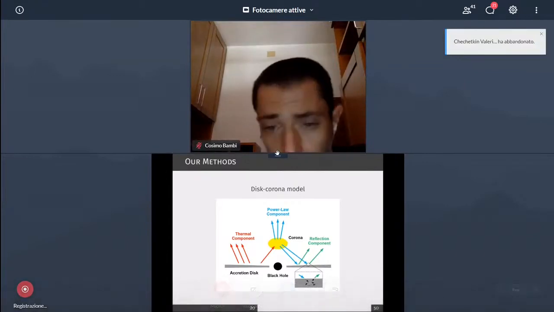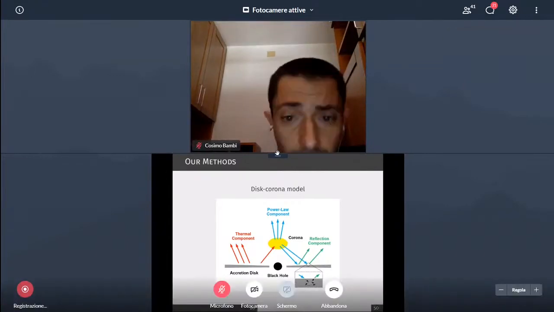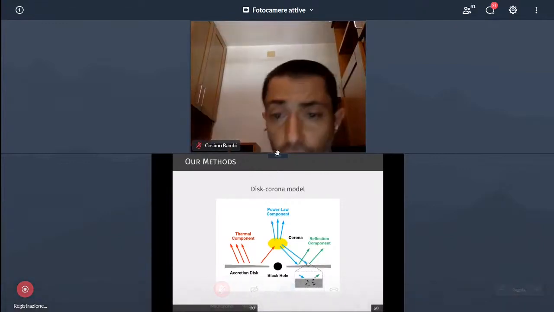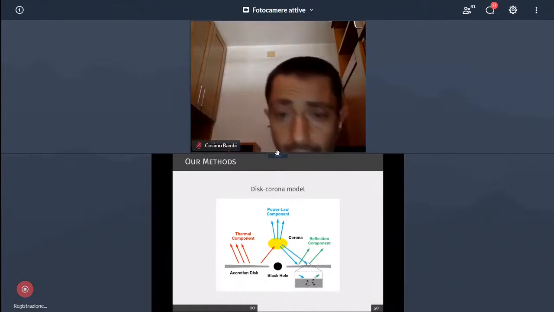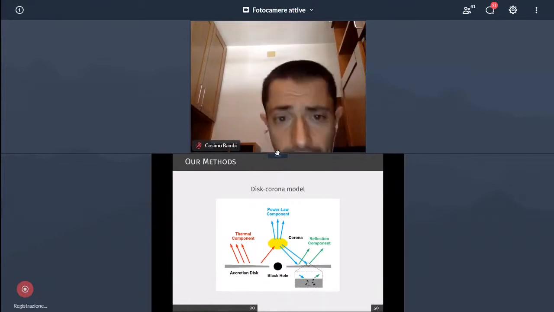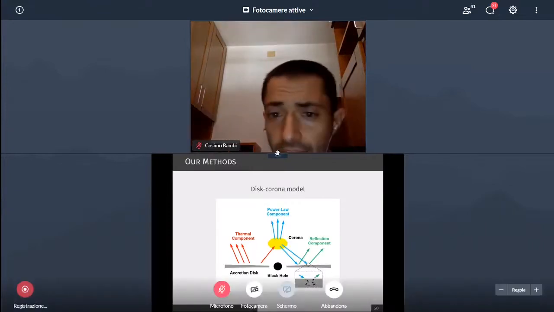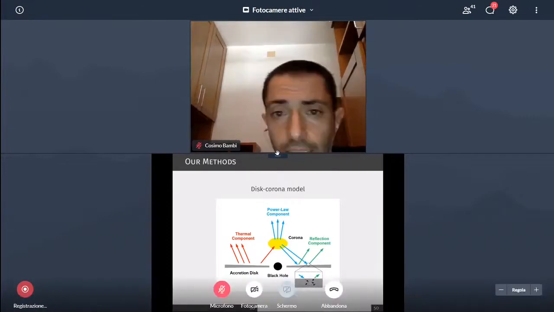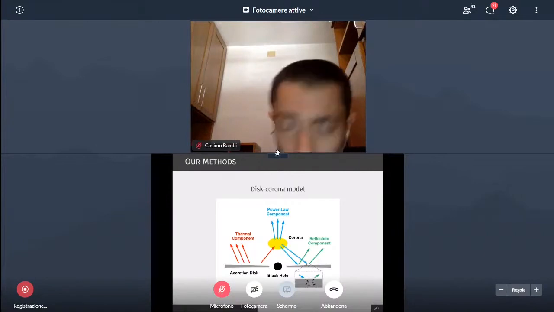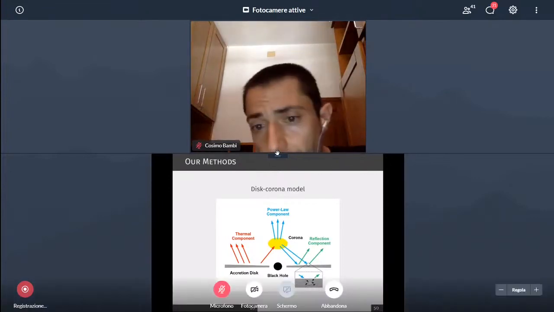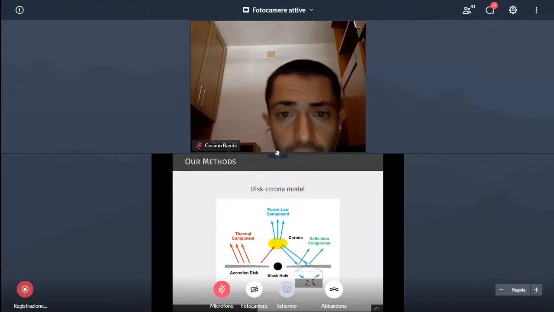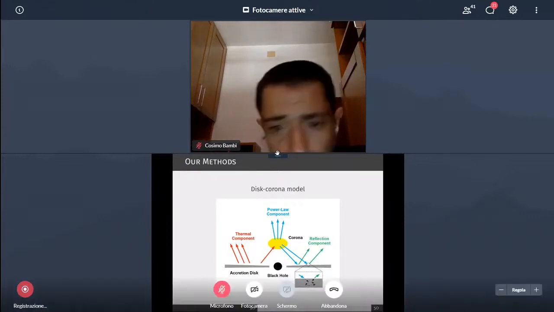Then there is a corona, which is some hot plasma near the black hole, but its exact geometry and morphology are not well understood, and it may change. Basically, the corona is just some hot gas near the black hole. Thermal photons from the accretion disk can inverse Compton scatter off free electrons in the corona, and the result is the power law component shown by these blue arrows. In part, we can observe this power law component, and so we know that the corona is there. And a part of these Comptonized photons can illuminate the disk. Here we have atomic physics processes, and the result is the reflection component.